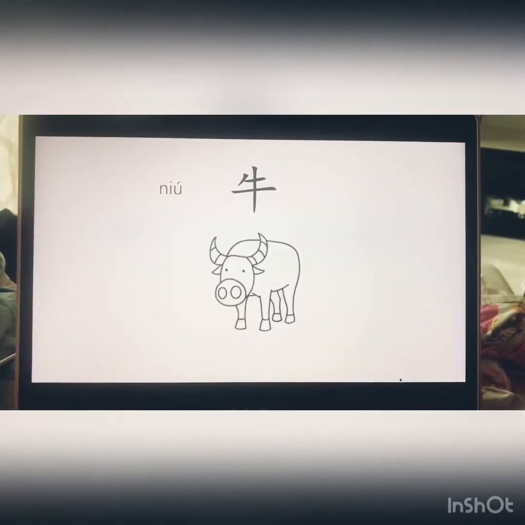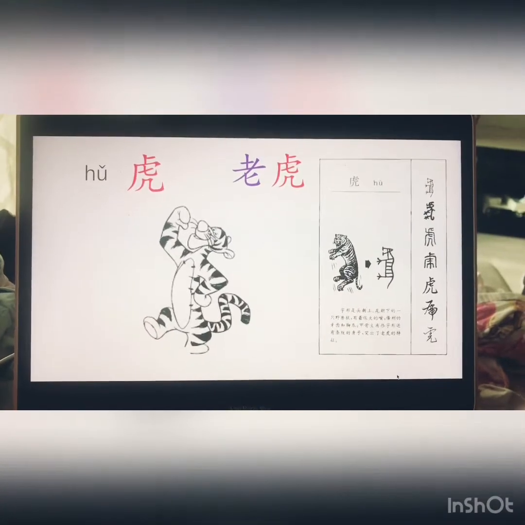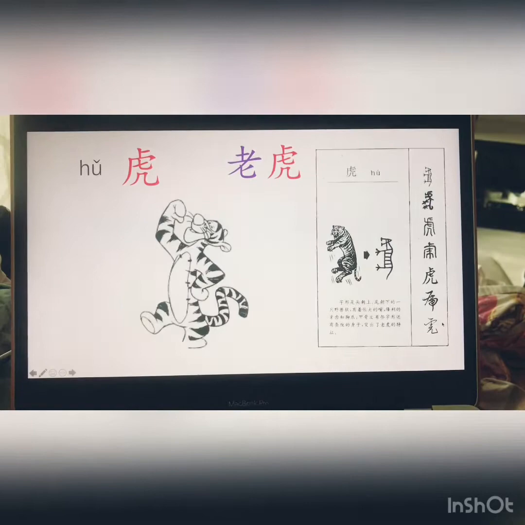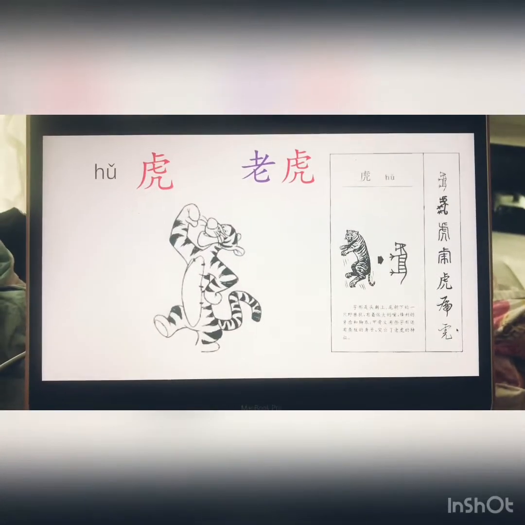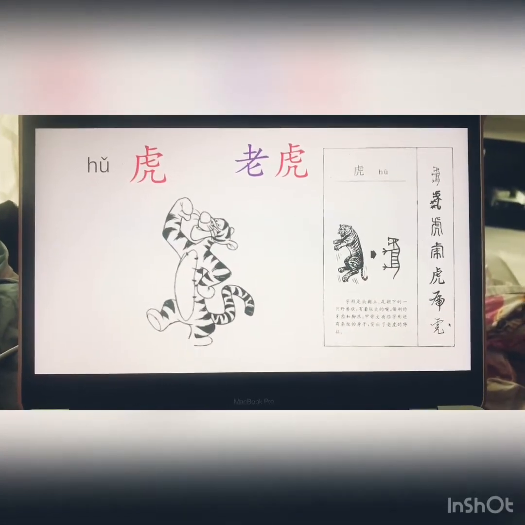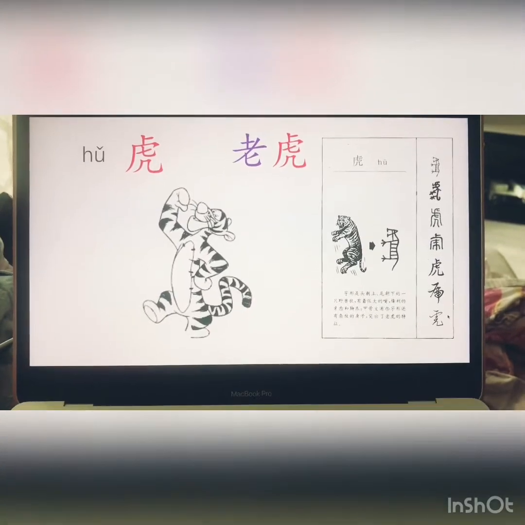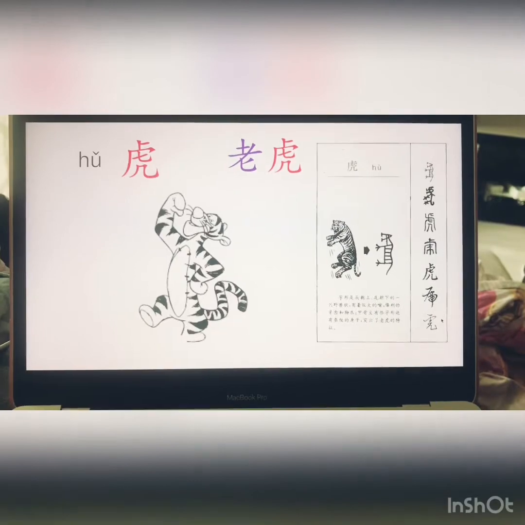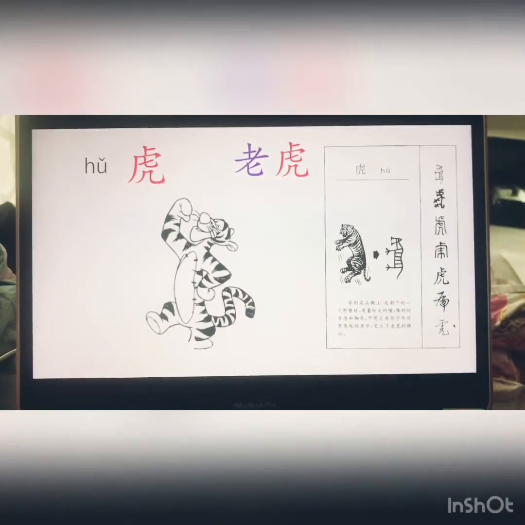Next one, 牛. This one you learned before. And 虎. See, another 老 here again. Tiger is very dangerous, right? Most people don't like it. But of course, some people like to keep it as a pet. I think I heard that in Dubai, people keep 老虎 as a pet, or a lion as a pet. I'm not sure. Those people are so weird.